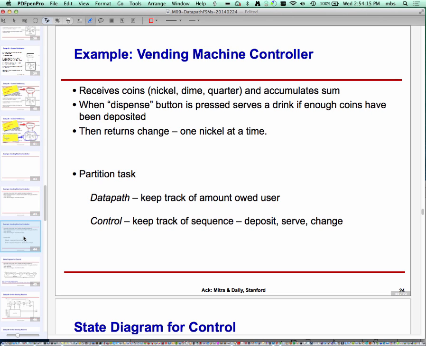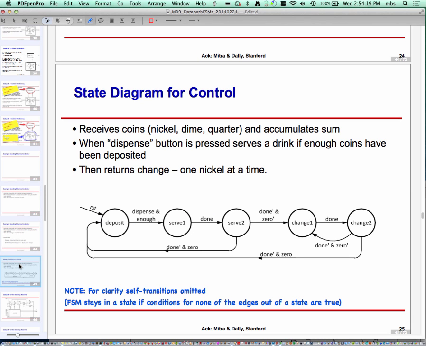So looking at this example now, state diagram for control. What we have to do is keep track of money being deposited, accumulate the sum, and then when the dispense button is pressed, serve a drink, and return change, 1 nickel at a time. So there are 3 main phases happening: letting the user deposit the coin, waiting for the dispense button to be pressed, and then taking action accordingly.